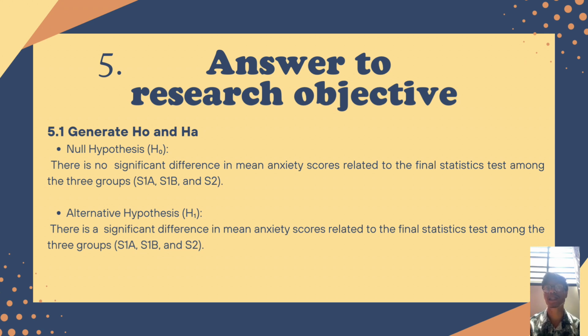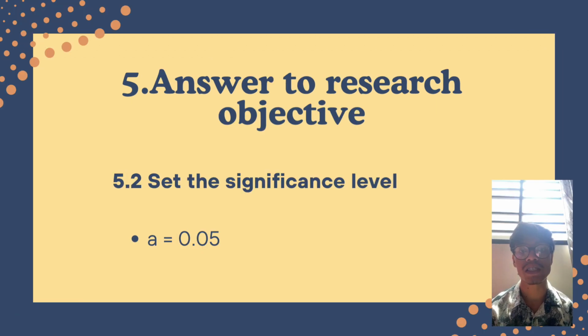The null hypothesis stated that there is no significant difference in mean anxiety level related to the final statistic test among the 3 groups. The alternative hypothesis stated that there is a significant difference in mean anxiety level among the groups. Second, the level of significance was set at 0.05. This means that a 5% probability of committing a type 1 error was accepted when making the statistical decision.